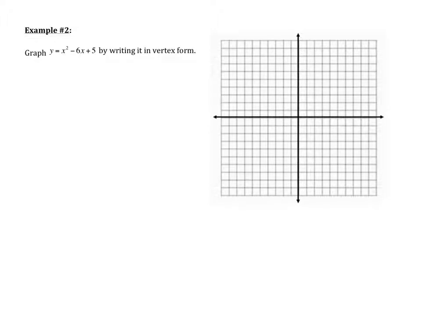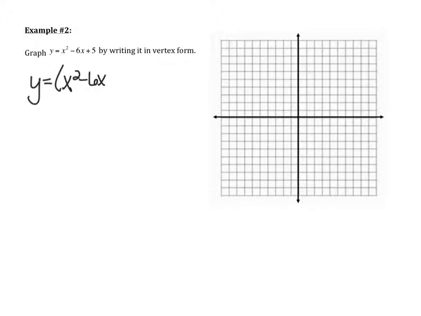And now example number 2. Graph y equals x squared minus 6x plus 5 by writing it in vertex form. So notice that we were given this equation in standard form, like y equals ax squared plus bx plus c. But we want to change it to vertex form. So we have to do this by completing the square, but with a slightly different approach than we did before. So the first thing we're going to do is group the x squared minus 6x together.